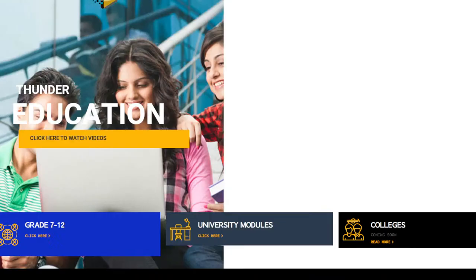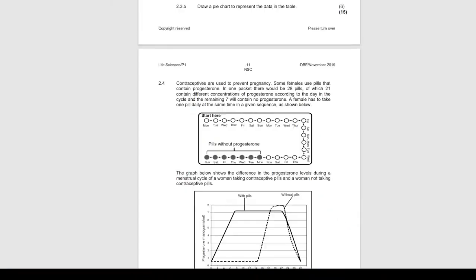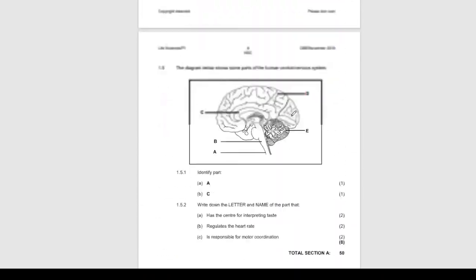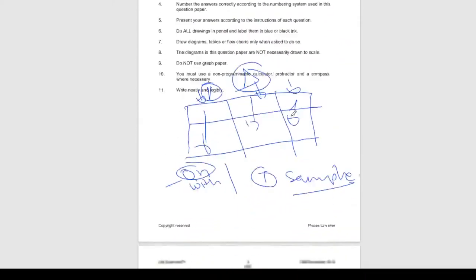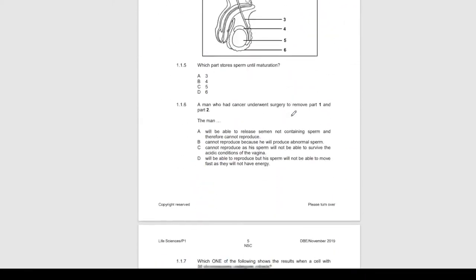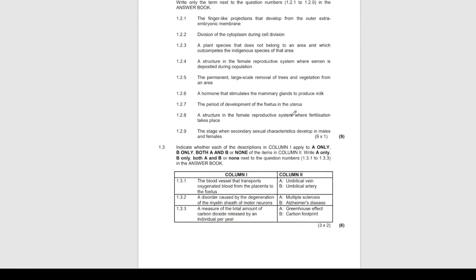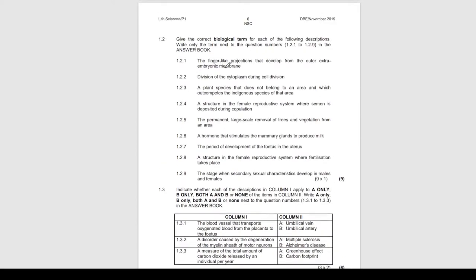Let me see here if I have a question concerning it. It's supposed to be paper 1. I hope I have one. If I don't have one, then we just move to another question. I don't see any question here, but if you go here, you'll find them. Finger-like projection, division of the cytoplasm. Division of the cytoplasm is cytokinesis. We talked about it. Finger-like projection, extra-embryonic membrane is chorionic villi.